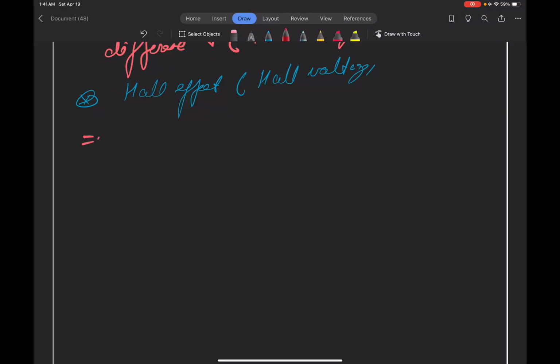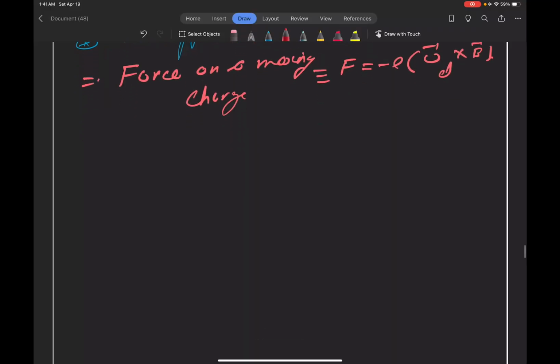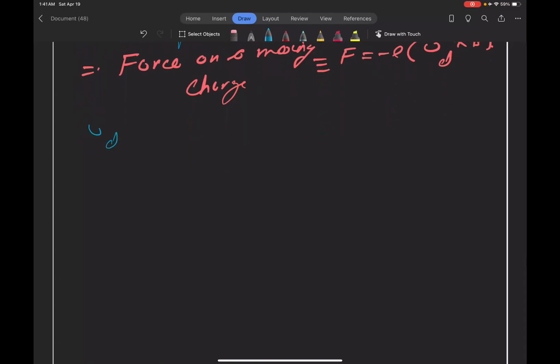So therefore we can say that the force on a moving charge, that is our F, will be equal to minus E, and we have this as Vd, that is a drift velocity, multiplied by the magnetic field. Okay. Here this Vd is the drift velocity, E is the charge of the electron, B is the magnetic field.